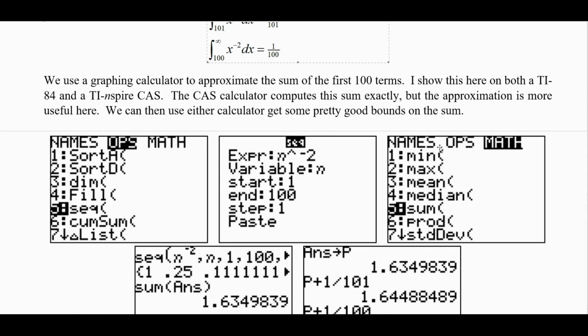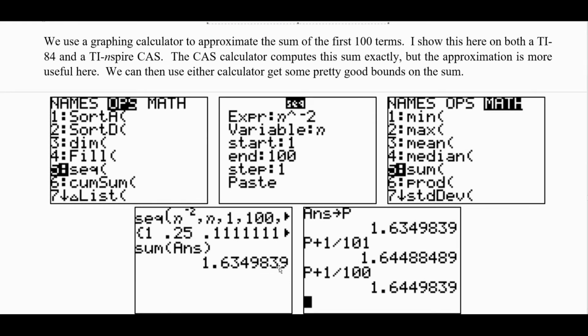Then I select a list, which is second stat. This time I go to math, and I choose number 5 for sum, and I just want to do the sum of my answer. So it takes this list and adds all the terms together. So it's a finite sequence and adds them up. There are 100 things in that sequence, so there's a lot of arithmetic going on here, but the calculator does that just great. And so that gives us a decimal approximation for there.